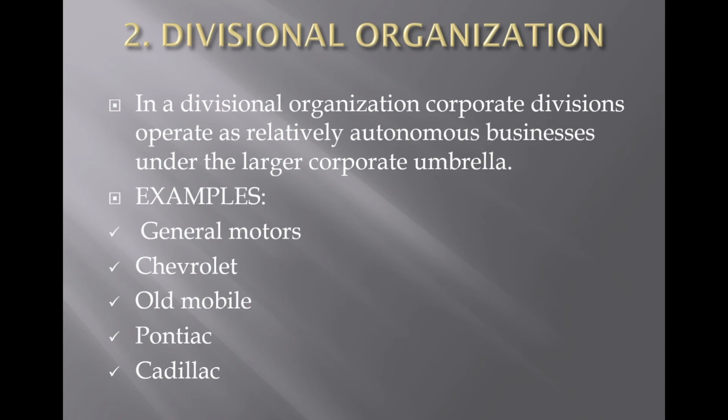Divisional organization. In a divisional organization, corporate divisions operate as relatively autonomous businesses under the larger corporate umbrella. Example nito is yung mga General Motors, Chevrolet, Oldsmobile, Pontiac, and Cadillac. Pag sinabi namang divisional organization, it is a type of organization structure that group each organizational function into division. Each division contains all the necessary resources and function within it to support that product line or geography.